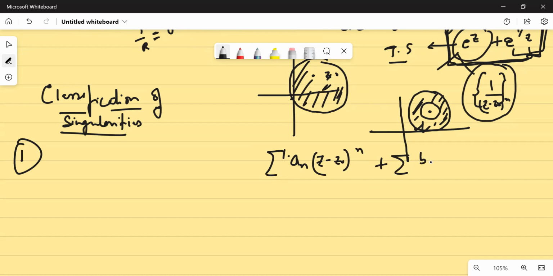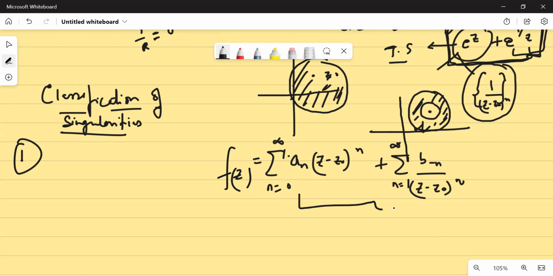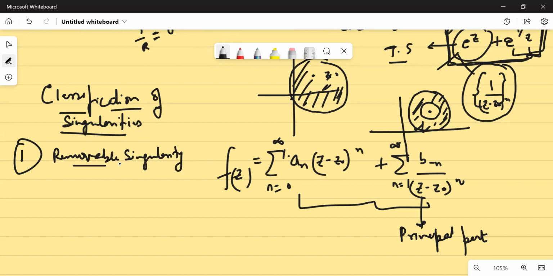I already taught you that a Laurent series representation is of this fashion. So this is the way that I can write a Laurent series, isn't it? So if my function is non-analytic at z equal to z naught, I can write my function in the form of a Laurent series. This is my Laurent series. Yes or no? And this is what is called the principal part. So let us first move to something called a removable singularity. What does removable singularity mean? That it can be removed.